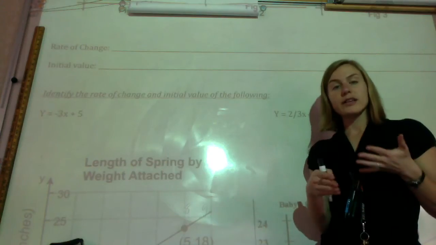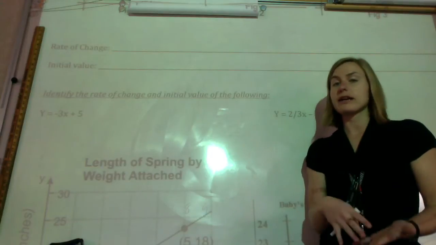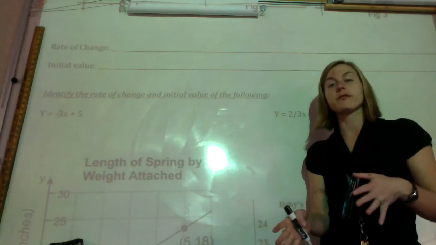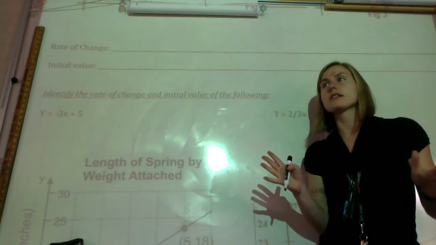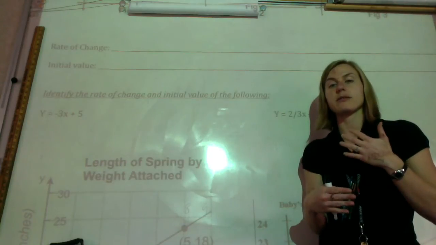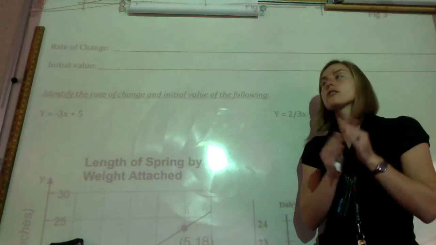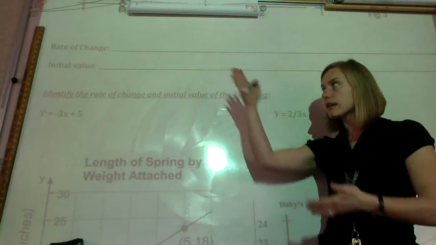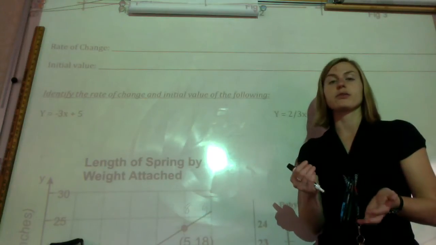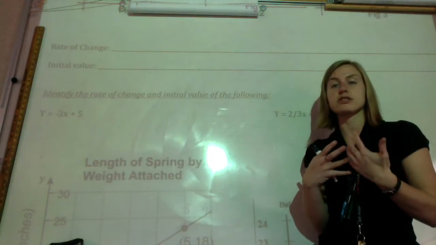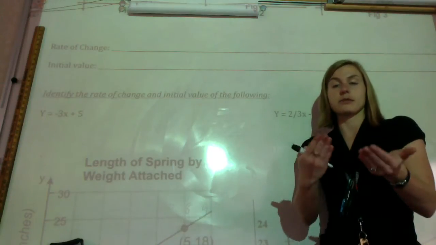All right, we get to talk again about rate of change and the initial value. I know we've talked about it a lot, but we're just bringing it back because we're going to be talking about it in the context of specific situations. So let's get down to the definition again of rate of change and the initial value. So rate of change, you should remember, is essentially the slope, how often something's happening.